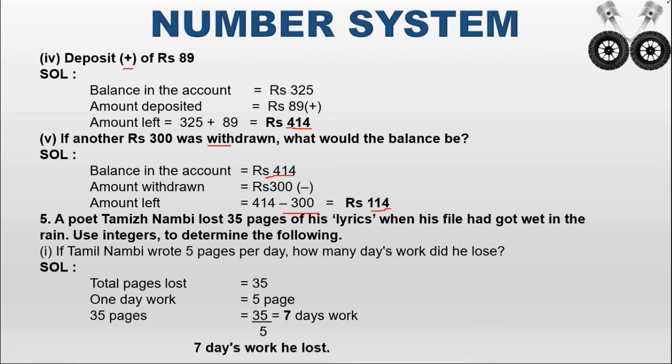What is the first condition given here? If Tamil Nambi wrote 5 pages per day, how many days of work did he lose? So for one day, how many pages does he write? He writes 5 pages. The total pages he wrote is 35. They are asking how many days he worked to write the 35 pages. For one day, the pages he wrote is 5. For 35 pages, how many days did he work? That means you have to divide. 35 divided by 5 equals 7. So for writing the 35 pages, he took 7 days.